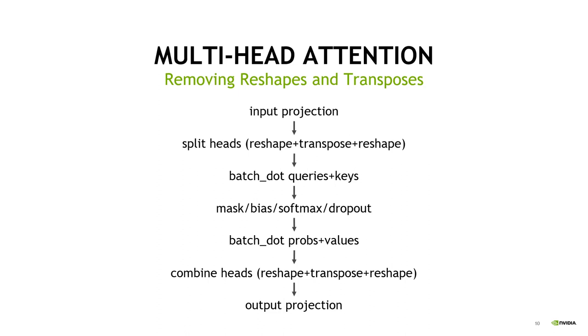The attention layer thus proceeds as follows. An input projection is applied to the data before the heads are split out of the features, and then the multi-head attention, consisting of batched dot products and appropriate activations, is applied. At the end, the heads are combined again, which is essentially the inverse process of the transposes and reshapes that I have described earlier, before another projection is applied for the output.